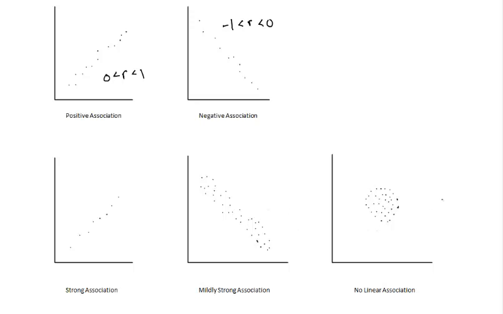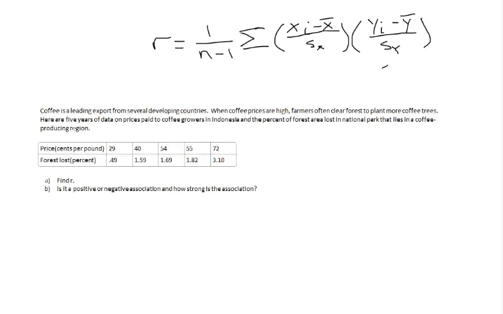And then in the last example, there's no linear association. We just have a lot of dots on a scatter plot, and there's really no direction or strength to it. So now let's take a look at an example of how to calculate R by hand. The formula for calculating R is R equals 1 over n minus 1 times the summation of (xi minus x bar) divided by sx times (yi minus y bar) divided by sy.